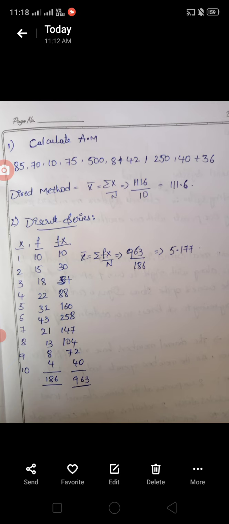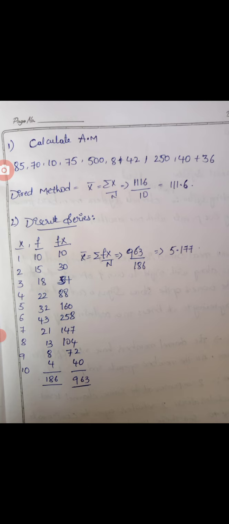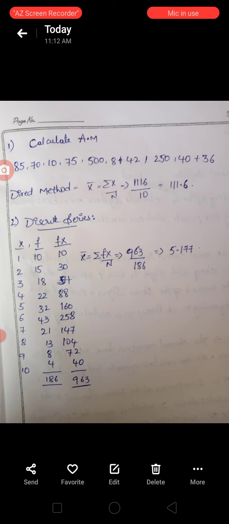Now we'll move to the discrete series. In discrete series, both x values and frequency values will be given. So here the x values are 1, 2, 3, 4, 5, 6, 7, 8, 9, 10. And the frequency values are 10, 15, 18, 22, 32, 43, 21, 13, 8 and 4. And the formula for discrete series is x bar equal to summation fx by n. Here fx means you have to find out the fx. So frequency into x values will get fx.